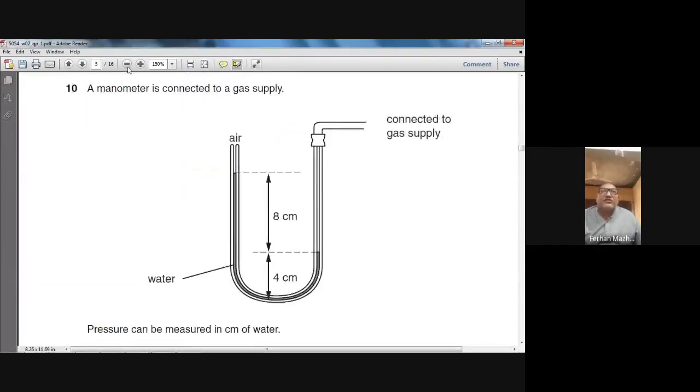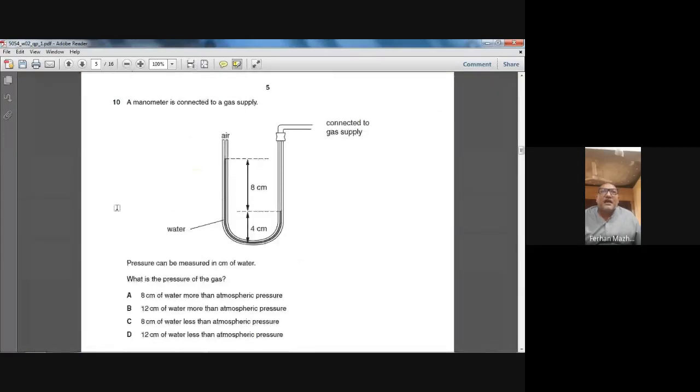Here we go. Next question, question number 10. A manometer is connected to a gas supply. Pressure can be measured in centimeter of water. What is the pressure of the gas? You can see here the gas is connected to the right limb, and the left limb is open to the air. The level of the mercury on the air side is higher, and the level of the mercury on the gas side is lower. It means that the pressure of this gas is more than the atmospheric pressure.